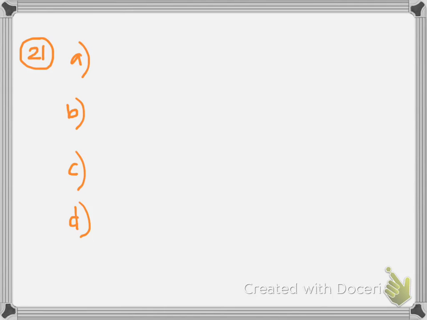Okay, we've got some always, sometimes, nevers for 21. 21A, an equiangular triangle is isosceles. If I have a triangle that's equiangular, which means all the angles are equal, we know that it's also equilateral. All the sides are equal. And if it's equilateral, it's got to also be isosceles. Isosceles just means at least two sides are congruent. So this is going to be an always.